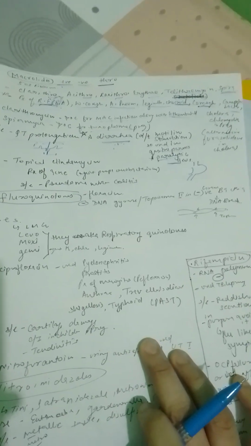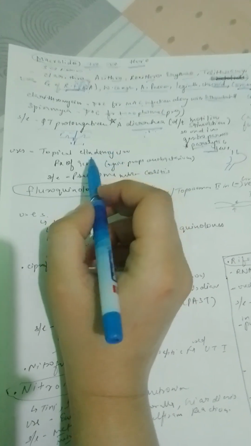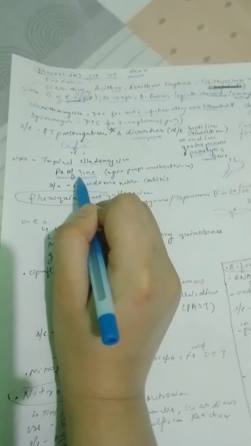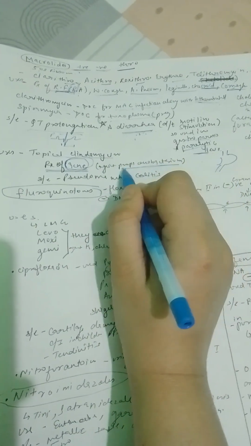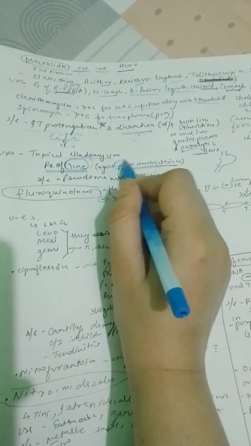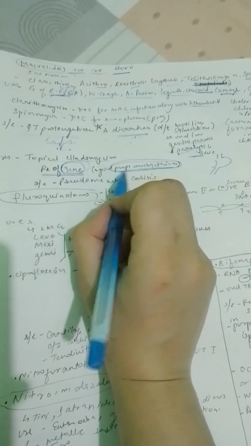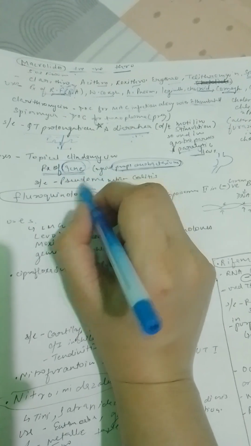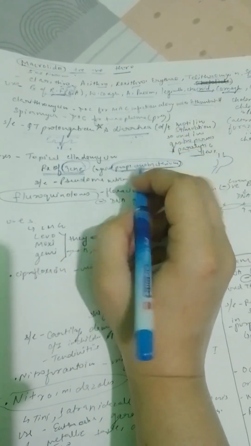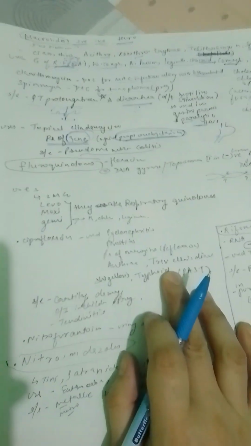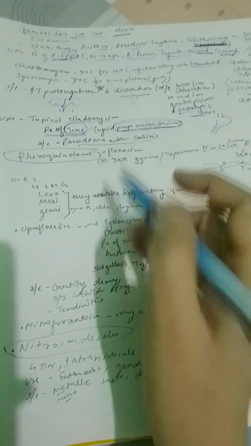Another one is topical clindamycin. Topical clindamycin is used for the treatment of acne. Acne is basically caused by Propionibacterium acnes, the bacteria which cause acne. So we use topical clindamycin, but there is one side effect of clindamycin, which can be pseudomembranous colitis.